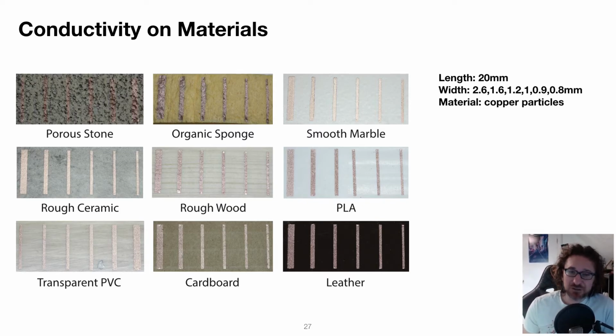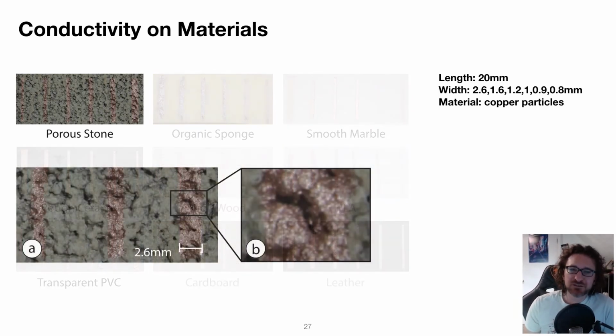So what we did is we sprayed conductive copper ink on all of these kinds of materials. We sprayed 20 millimeter long traces in various thicknesses between 2.6 millimeter and 0.8 millimeter. And then we tested if all of them were actually conductive. To illustrate why this is a quite challenging task, especially for the porous stone, we see here a zoomed in image of the porous stone. And we see that this porous stone has really deep cavities.